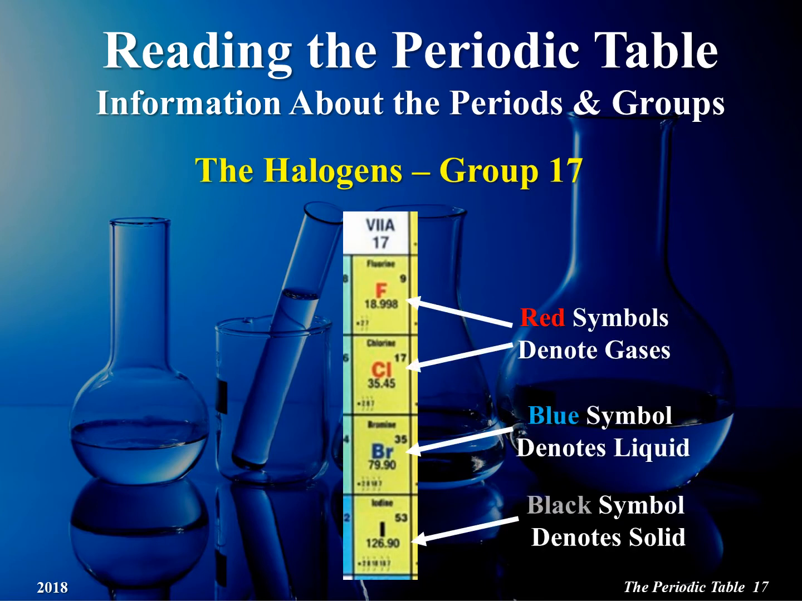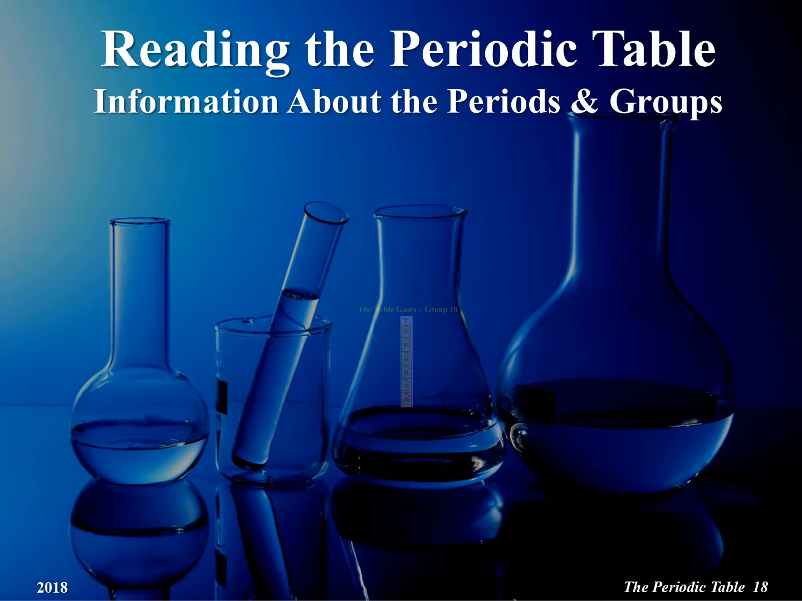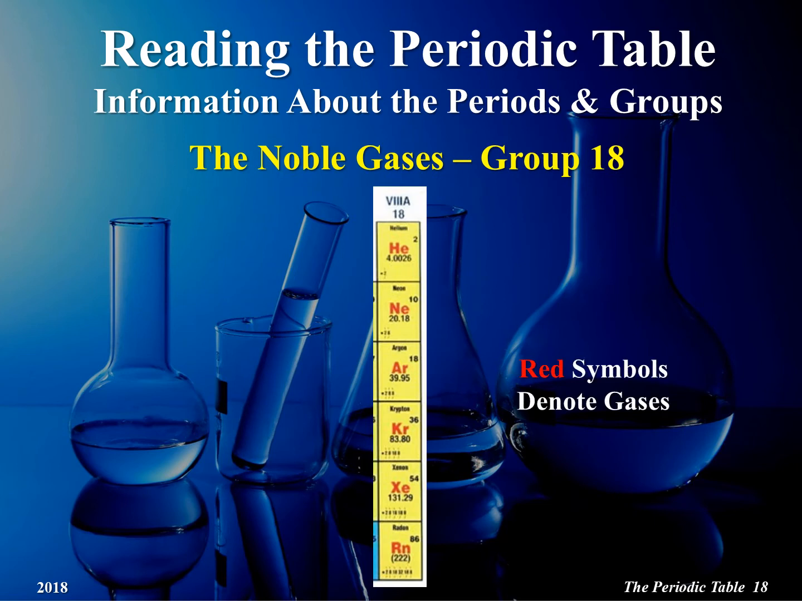Group 17 is called the halogens and includes fluorine, chlorine, bromine, and iodine. Both fluorine and chlorine are gases, while bromine is a liquid and iodine is a solid. The noble gases, all shown by red symbols, are included in group 18. They include helium, neon, argon, krypton, xenon, and radon.